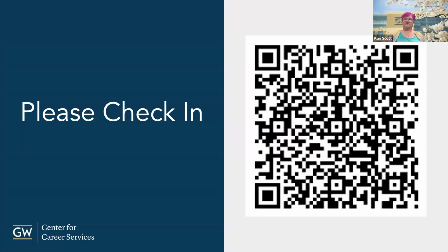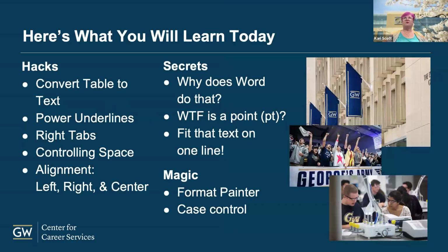So hopefully you've all checked in. What we're going to do today is I'm going to show you some hacks, which is converting table to text. We're not going to do that first. I'm going to show you power underlines, right tabs, controlling your space on your resume, alignments: left, center, and right. We're going to talk a little bit about that.